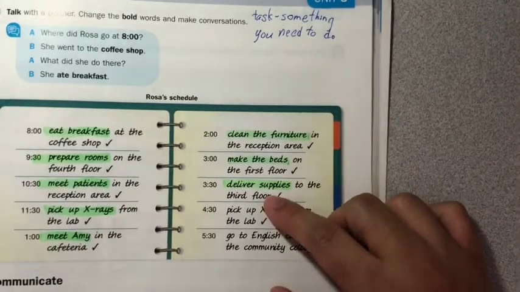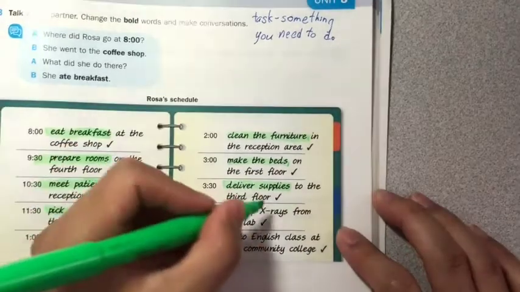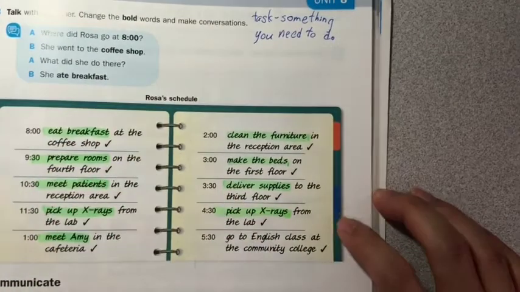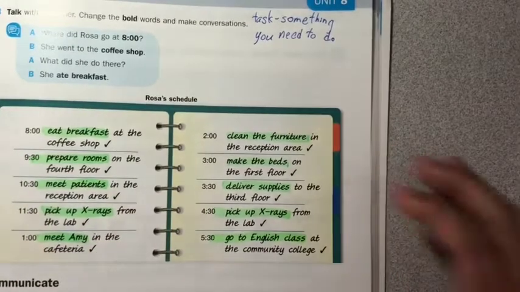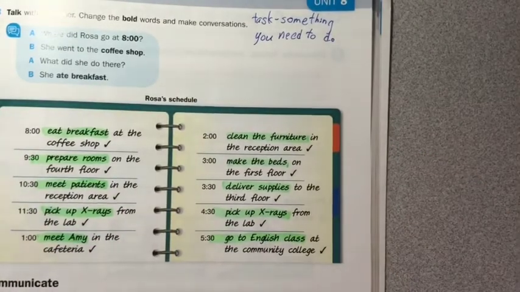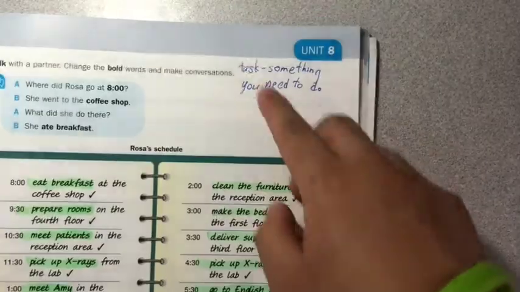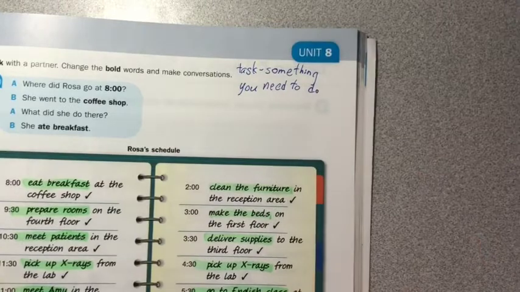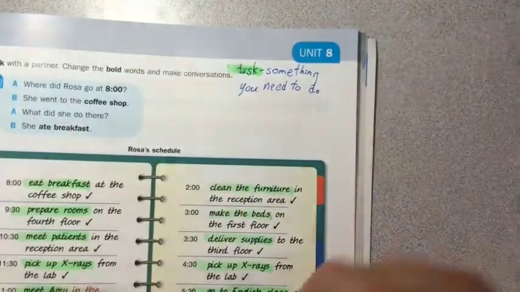Deliver supplies means she needs to give supplies. At 4:30, she needs to pick up x-rays. And at 5:30, she needs to go to English class. So in the green, we have her tasks. The task is something you need to do. And the task, I'm marking with the green marker.